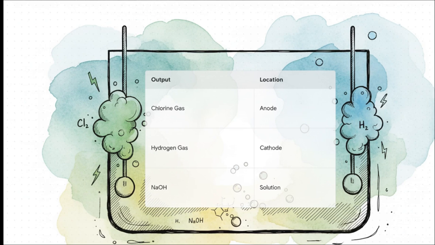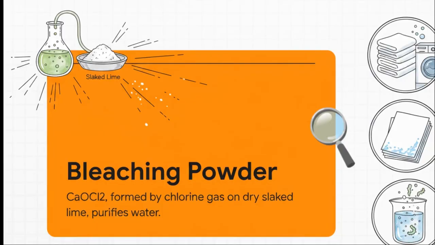Here is a massive exam tip. Do not mix up those locations. Chlorine is at the anode, hydrogen is at the cathode. And that chlorine gas we just made? Oh, it definitely doesn't go to waste. It is passed right over dry slaked lime to create bleaching powder, known chemically as CaOCl2. This is your ultimate go-to chemical for cleaning laundry and textile factories, making paper perfectly white, and even purifying your drinking water from harmful germs.